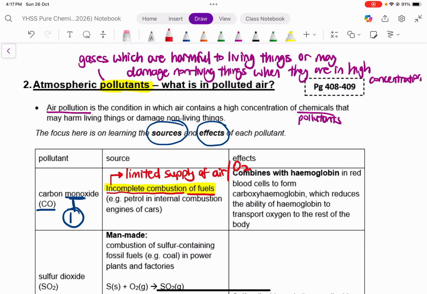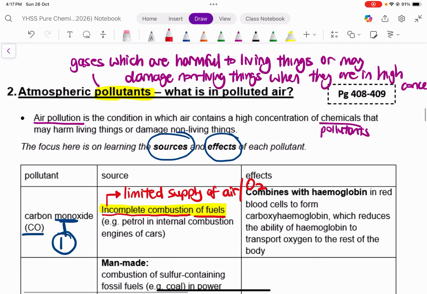Now that we know the source of carbon monoxide being incomplete combustion of fuels, what are the effects of carbon monoxide on human health? You notice carbon monoxide is very damaging and harmful to human health because it combines with hemoglobin in the red blood cells to form carboxyhemoglobin. And this reduces the ability of hemoglobin to transport oxygen to the rest of the human body. Now, to this, let's add a few words. It reduces the ability of hemoglobin to bind to and transport oxygen to the rest of the body.